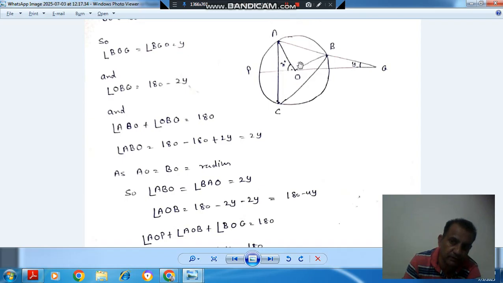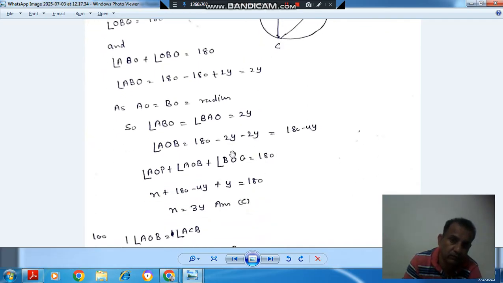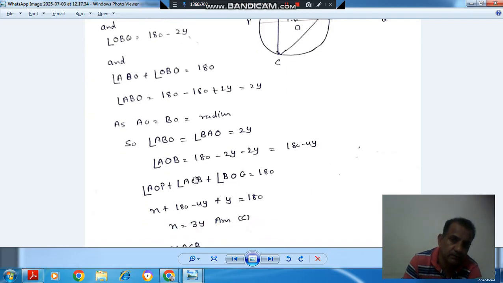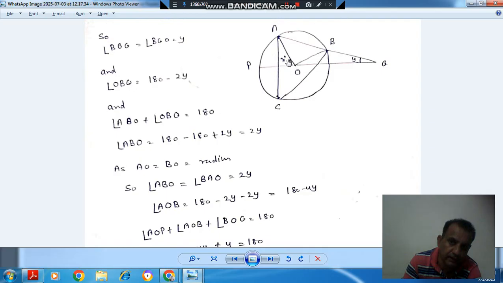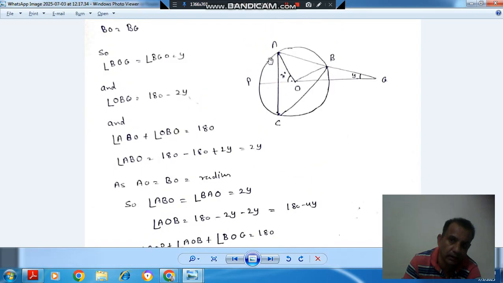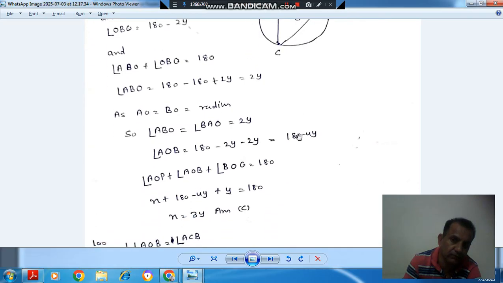Similarly, we can find this angle from the sum of angles of a triangle. This is 2Y, this is 2Y, so this will be 180 minus 4Y: 2Y plus 2Y is 4Y, subtracted from 180, it is 180 minus 4Y. Now this angle X, this angle and this angle will be 180. Angle AOP, angle AOB and angle BOQ will be 180. This angle is Y, this is X, and this angle is 180 minus 4Y. From this we can find the relationship between X and Y.